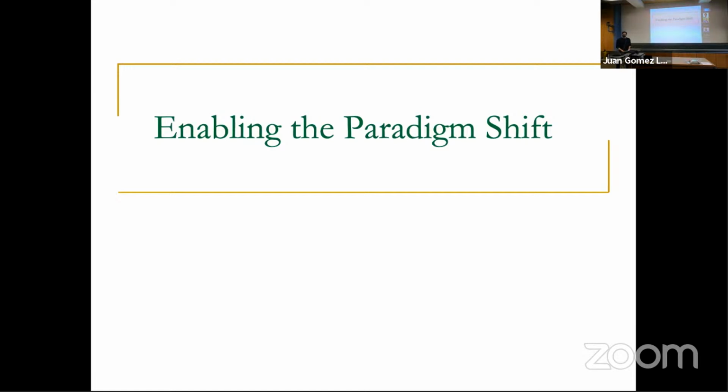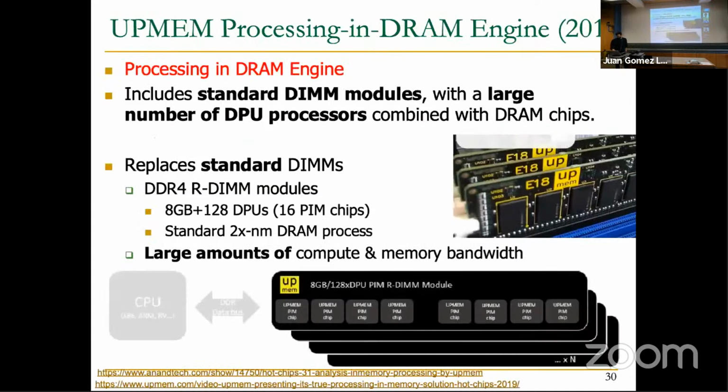And even though the idea of using processing in memory started 50 years ago or so, it's only now, in 2019, that a company, UPMEM, a French startup, released this processing-in-DRAM engine. And we are going to talk about it today.